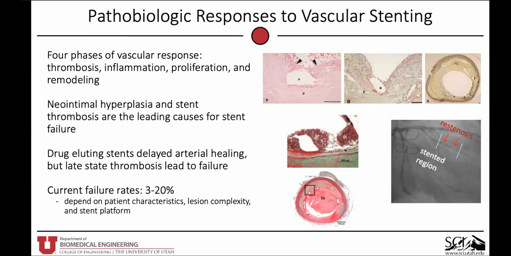Now, if we look at current failure rates, again, 600,000 stents deployed annually. Failure rates vary quite significantly between 3 and 20%. So it's not an insignificant number. And these failure rates depend on patient characteristics, lesion complexity, and also the stent platform.